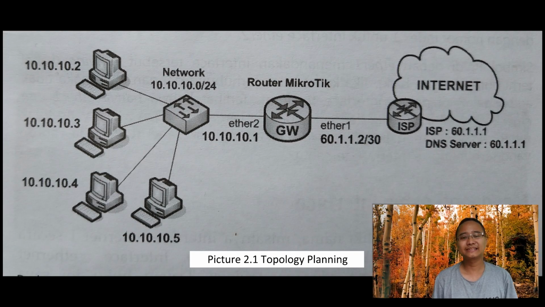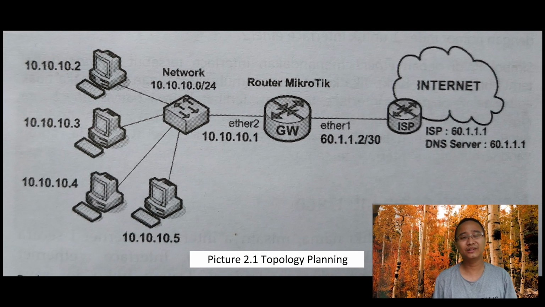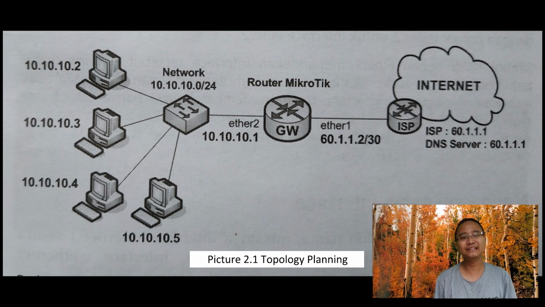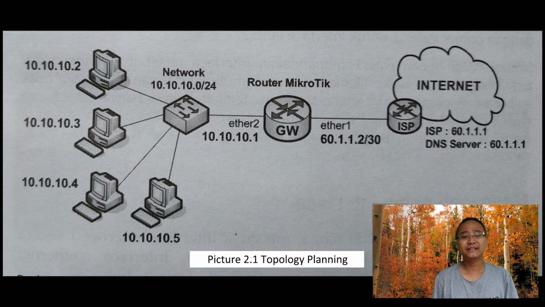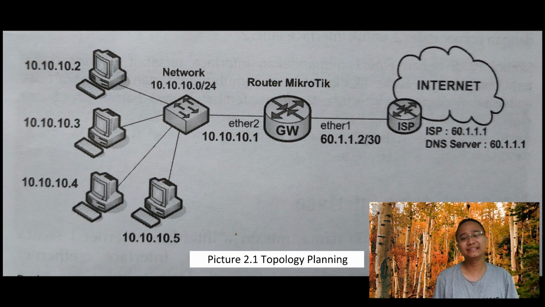The router ESP has IP address 60.1.1.1, and the router ESP also functions as the DNS server.